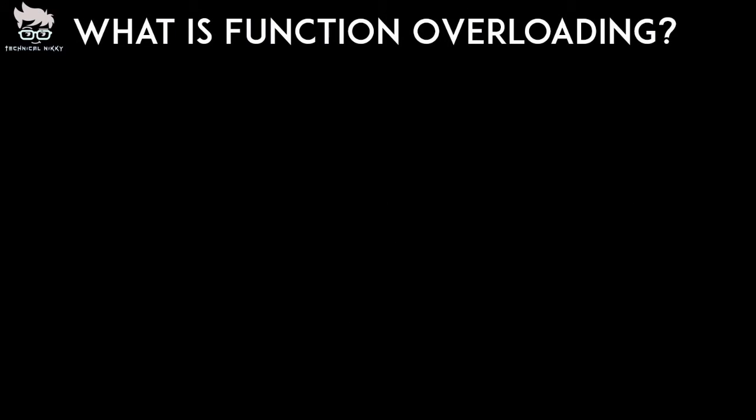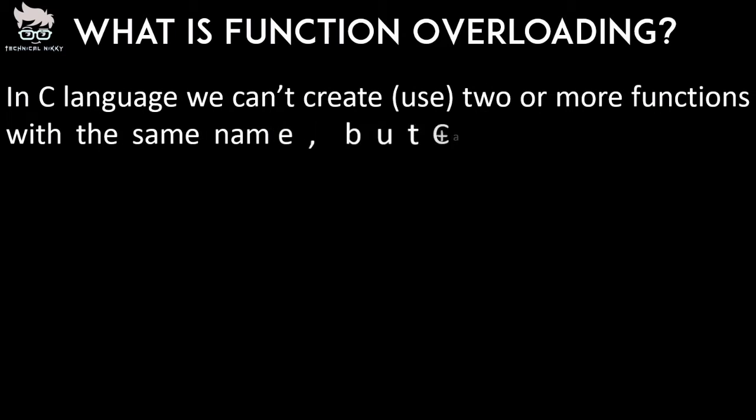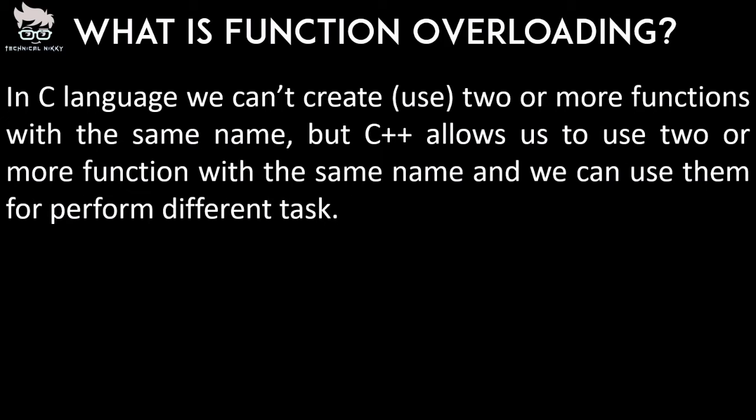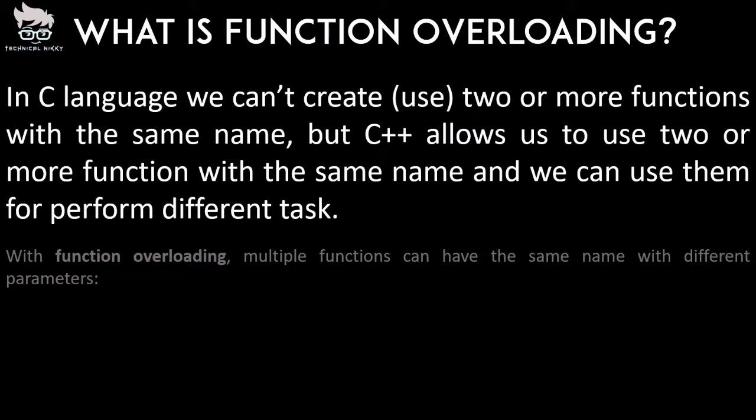So first we will know what is function overloading. In C language we can't create or use two or more functions with the same name, but C++ allows us to use two or more functions with the same name. We can use them to perform different tasks. This is the extra feature in C++ that allows us to use two or more functions with the same name for different tasks. In other words, with function overloading, multiple functions can have the same name with different parameters.